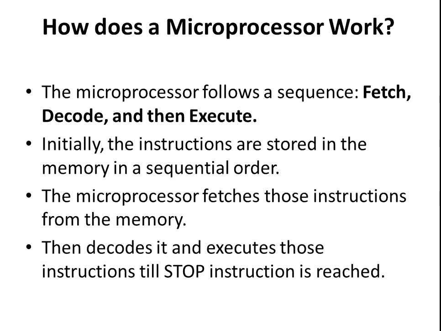So we can say that the microprocessor reads binary instructions from the storage device called memory, accepts binary data as input, processes this data according to the instructions from the memory, and provides the result as output.